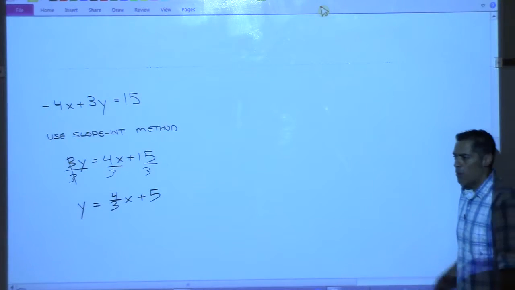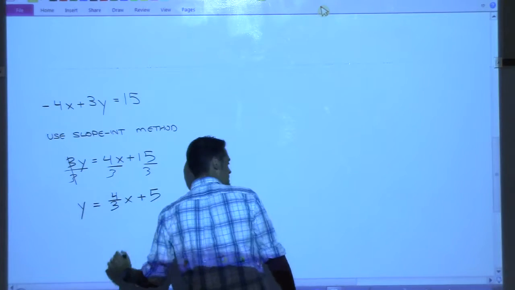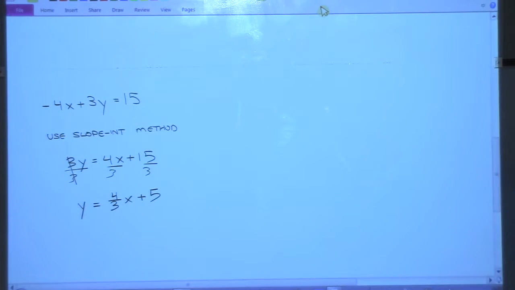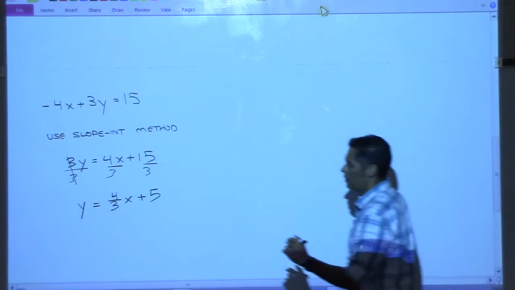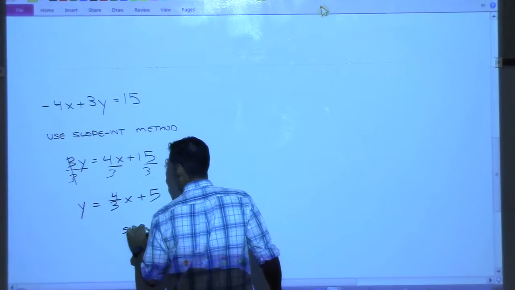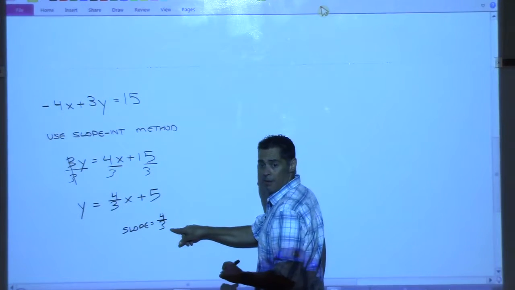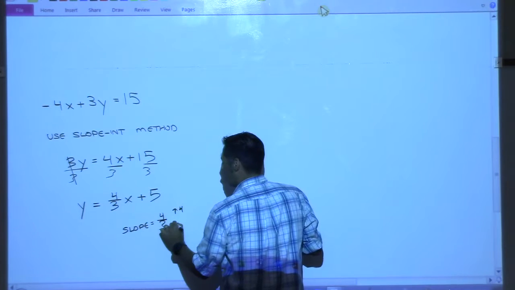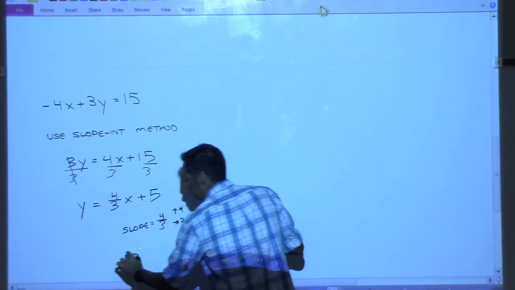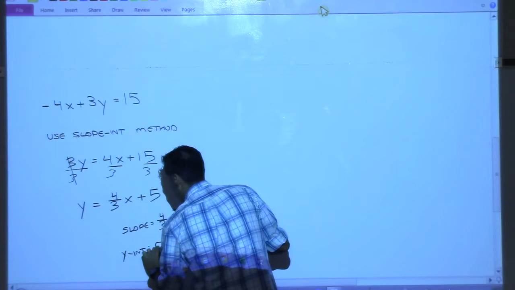Now, does that look like y equals mx plus b? Okay. So what's the slope of this line, Heidi? Is it 4 up and then 3 to the right? Yes. So you're saying the slope is the 4/3 number, right? So that means we're going to go up 4, to the right 3. Okay. What's the y-intercept, Heidi? 5. All right. So it's 5.